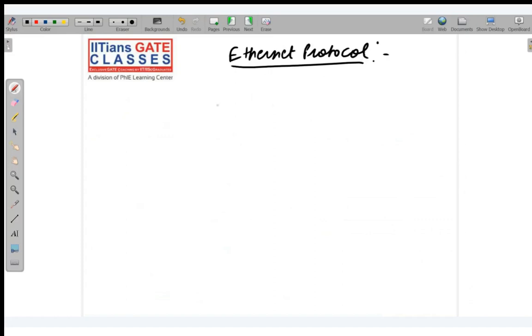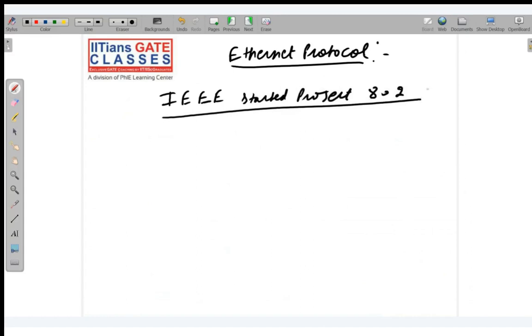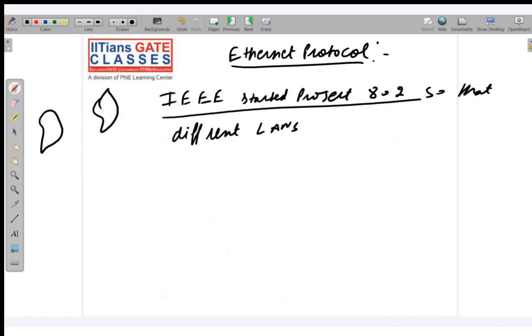Let me first tell you that. IEEE, the Institute of Electrical and Electronic Engineers, started a project called 802 so that different LANs can be interconnected. When the internet was developed, what is the internet? The internet is a network of networks. So these are different LANs, and they might be using different protocols. So how will you connect them, or how will data transfer be done between them?